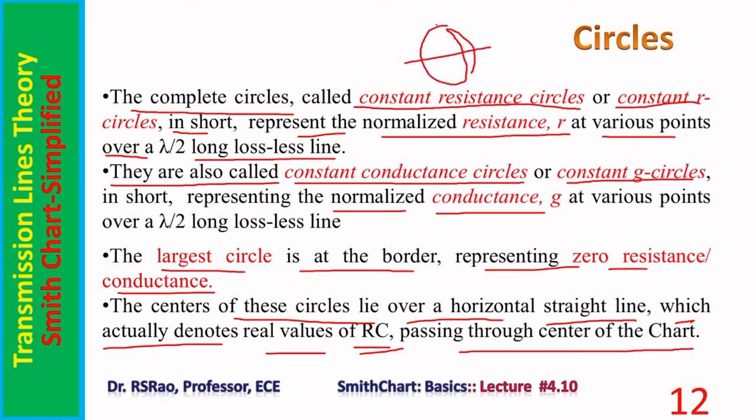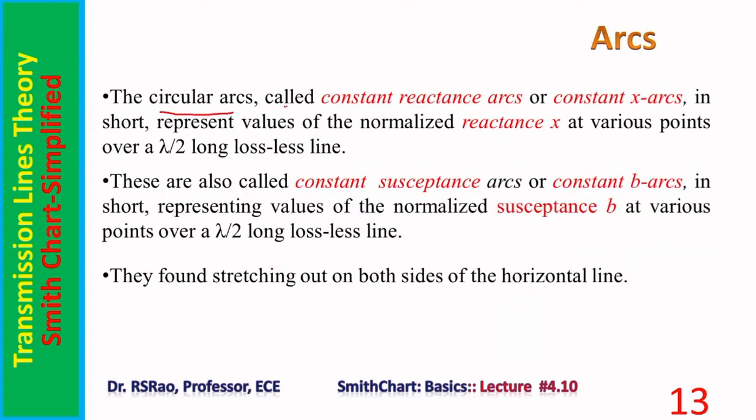This chart is over the gamma plane. This is the real axis. This is the imaginary axis. This is our horizontal line. So the values over this horizontal line represent the real part of gamma. The circular arcs are called constant reactance arcs or constant X arcs. In short, they represent values of normalized reactance X at various points over the lambda by 2 long lossless line.